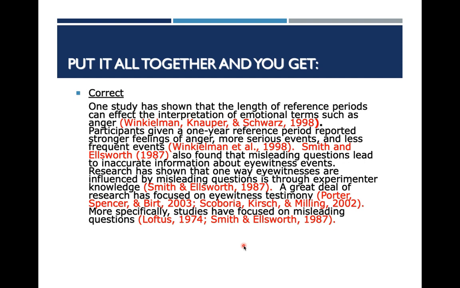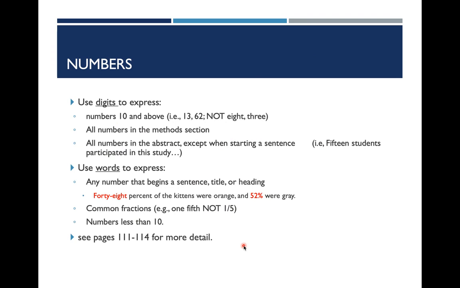Okay, let's move on. What do we do about numbers? If a number is 10 or greater, we use digits to express it. So 13, 62 in numbers. We use words to express numbers that are 9 or less, right? Less than 10.